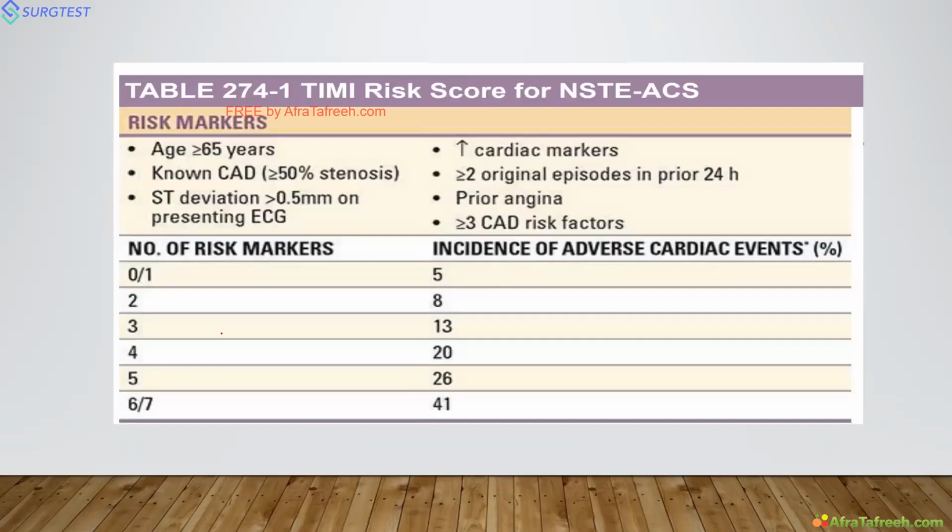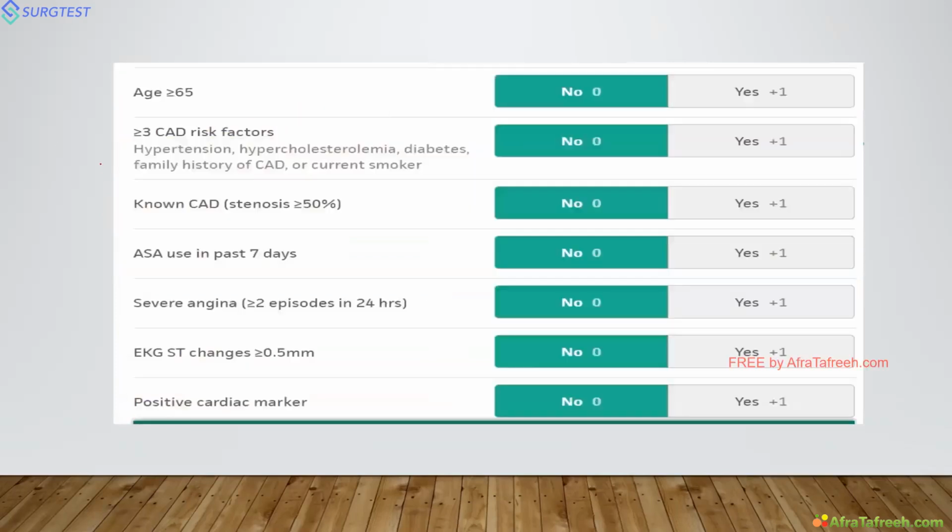So we'll see the TIMI risk score. So this is the TIMI risk score. In the TIMI risk score, there are 7 points. One is age more than 65. Second is risk factors. Then known CAD. And this is our option.